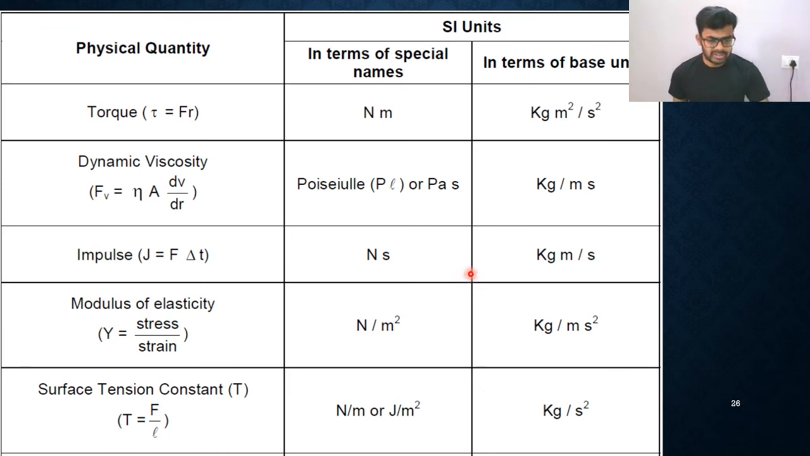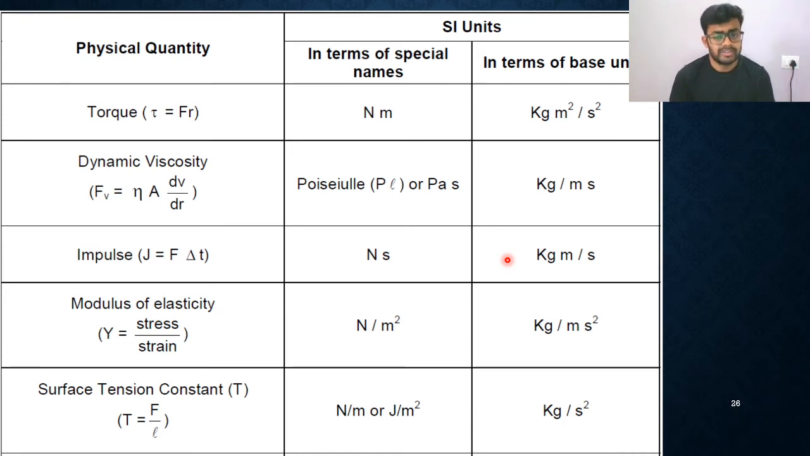Stress by strain, and its formula can be written. Stress is Newton per meter square, and strain does not have any unit. So just Newton per meter square, or we can say kg per meter per second square.